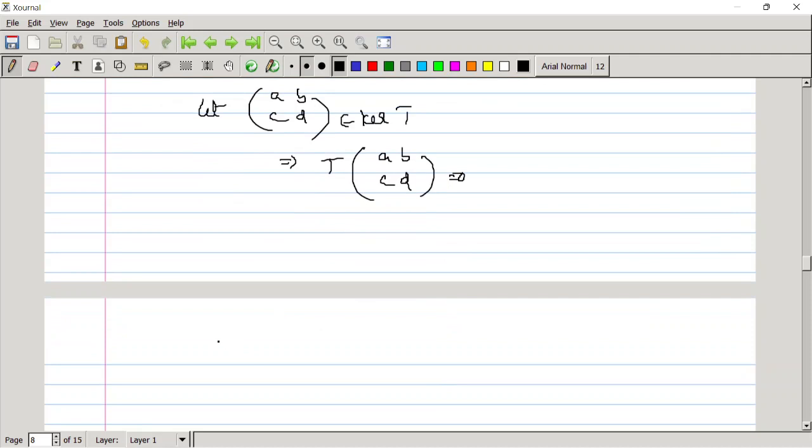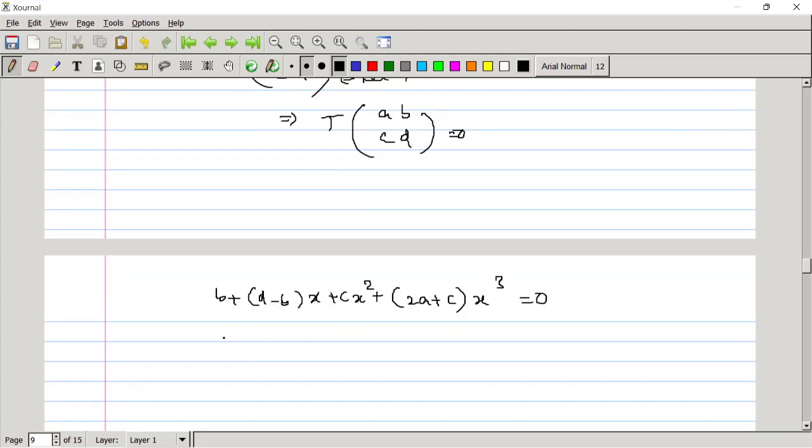By the given linear transformation, the value is (b) + (d − b)x + cx² + (2a + c)x³, and this is equal to 0. If we compare the constant coefficient and the coefficients of x², x³, we get all the terms are zeros.